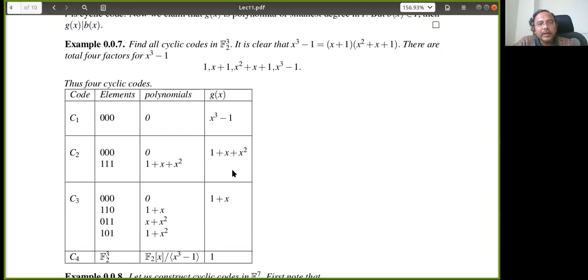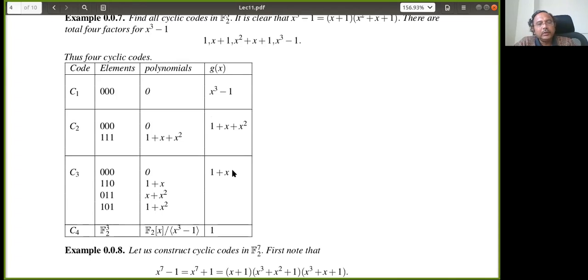Now look at this, 1 plus x square. 1 plus x square is a generator polynomial. It is a divisor of (x plus 1) into (x square plus x plus 1). It will give two codes, 0, 0, 0 and 1, 1, 1. And this is a cyclic code, right? Don't worry about why they came and all, I'll come to that. Okay, 1 plus x will give another code.